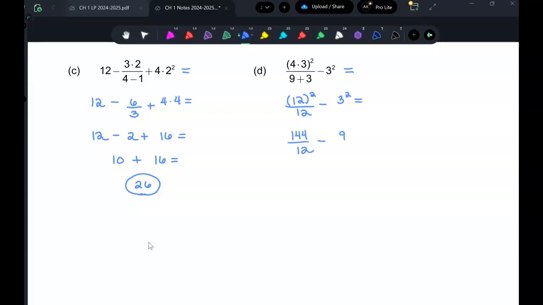12 minus 9. Again, we should get a nice whole number at the end. We shouldn't end up with a fraction. So we're gonna do 4 times 3. I think the answer's 3. I think it might just be 3.